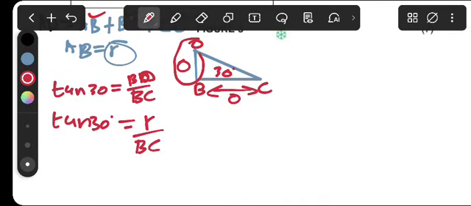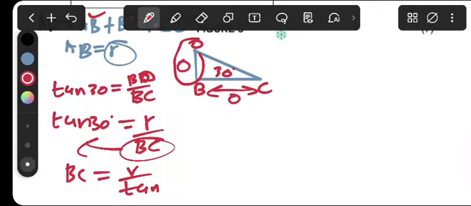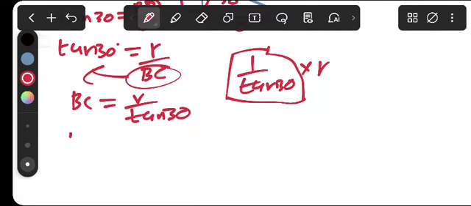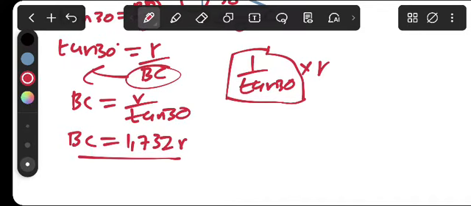Then we want BC multiply, then we divide by tan. BC will be equals to R divided by tan 30. So this is the same as 1 over tan 30 degrees multiplied by R. You punch this on your calculator, and our BC will be the same as 1.732 R. So this is BC.